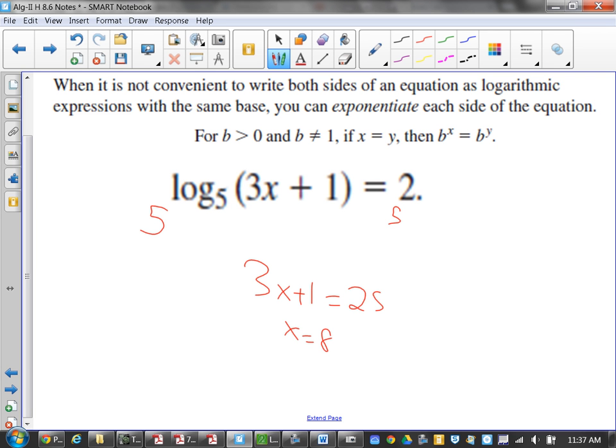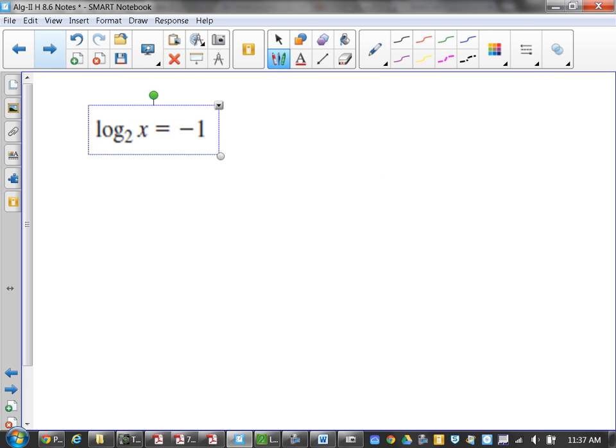No, log 5 is not the fifth root. It's working with exponents. Log is just an exponent. It's just a weird exponent. That's all it is. Okay, let's double check. Do you guys get an 8? Yeah.